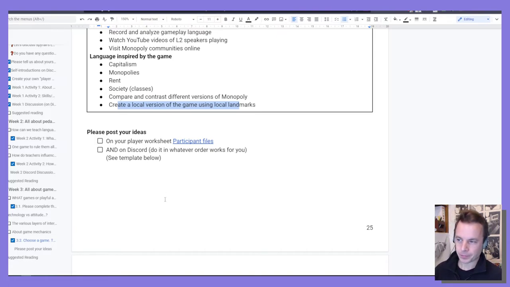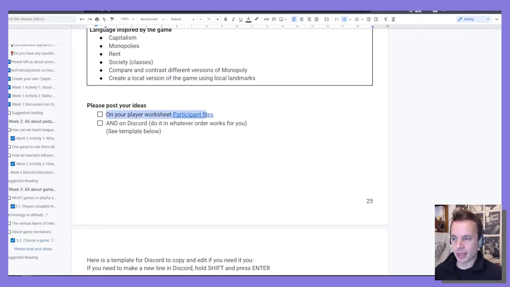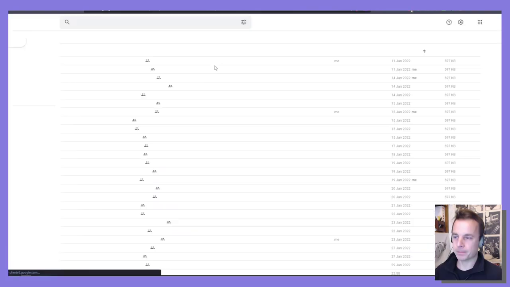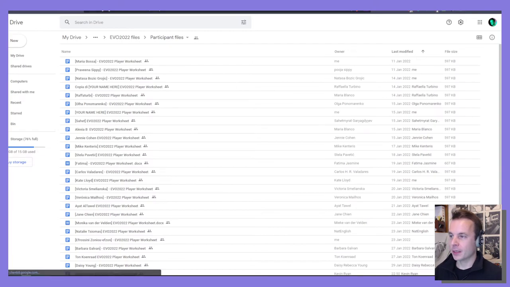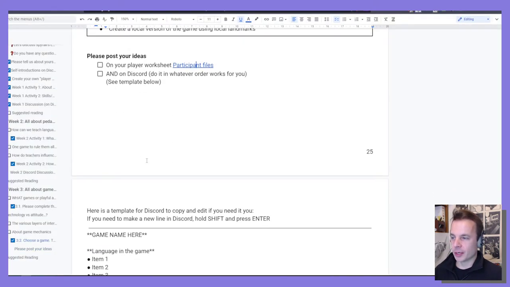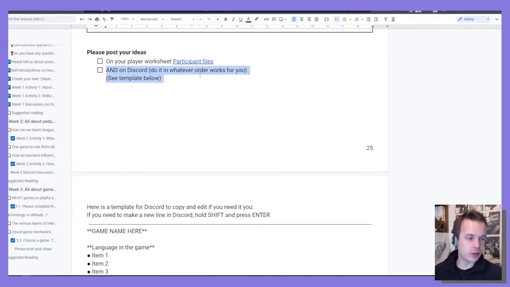So I'm going to get you to do this on your player worksheet, which is the participant file in this folder. We've got a bunch of people now. Look at that. And once you've done it, we're going to put it on Discord as well.